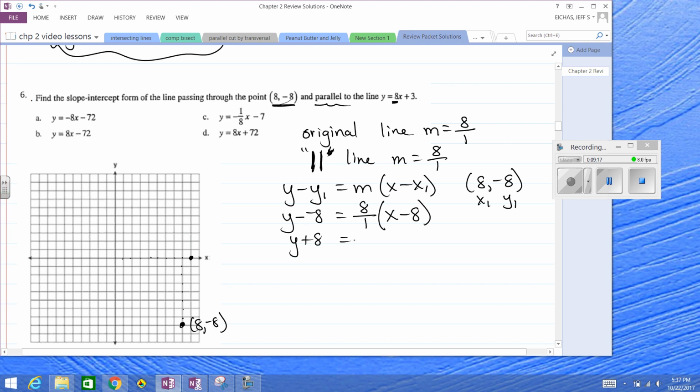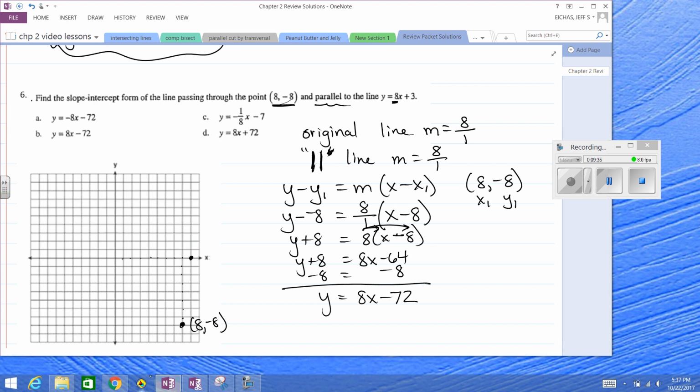What we have to now do is some algebra. We'll have to distribute that 8, right? So it's 8x minus 64, and then subtract 8 from both sides. Now that makes some sense that we know it's going to be really low, right? We'd have to go down 8, left 1, down 8, left 1 continuously. We're definitely not going to run into positive 72. This is the wrong slope. That's the wrong slope. That's the right one, and that's what we're looking for.